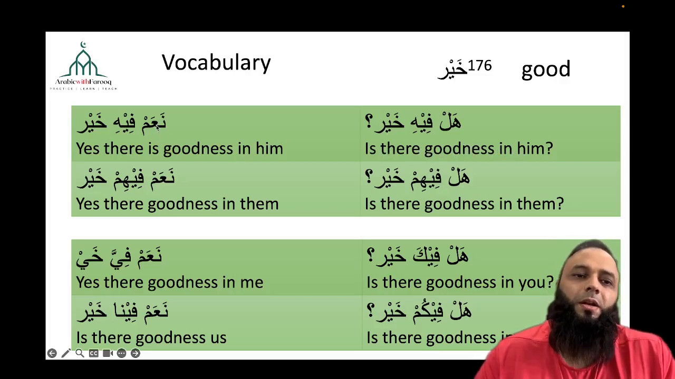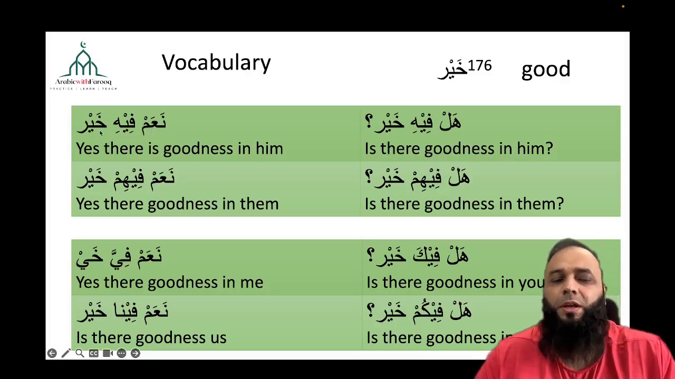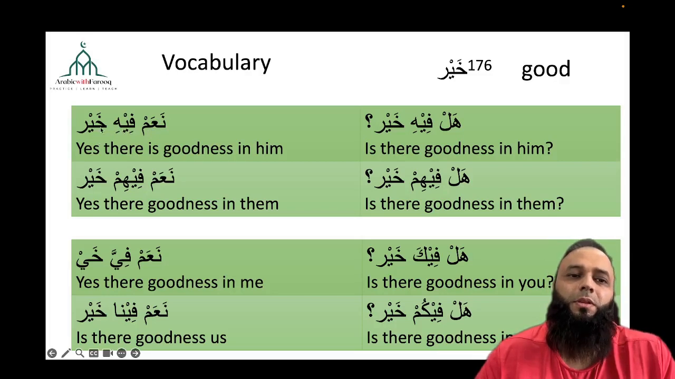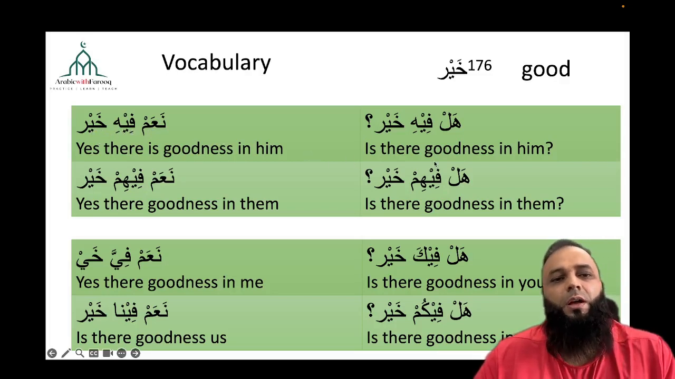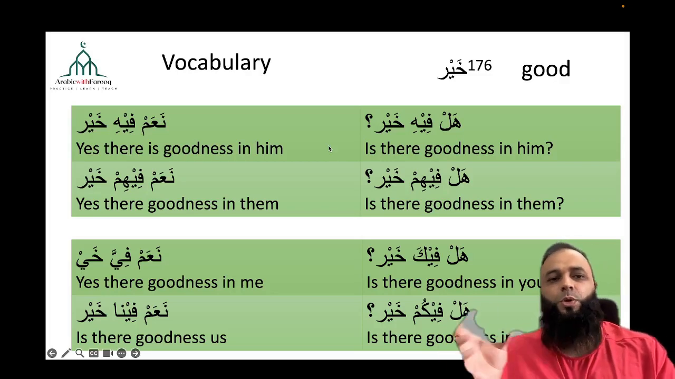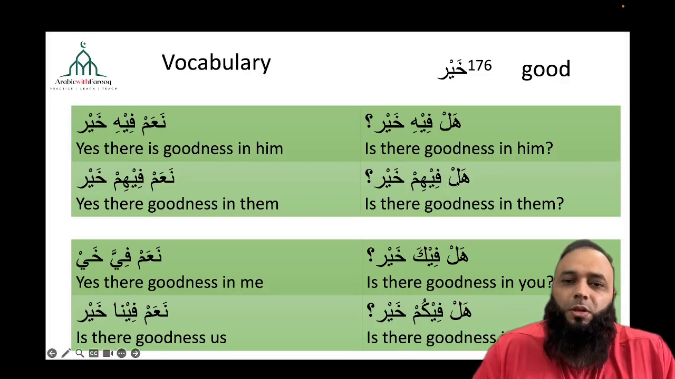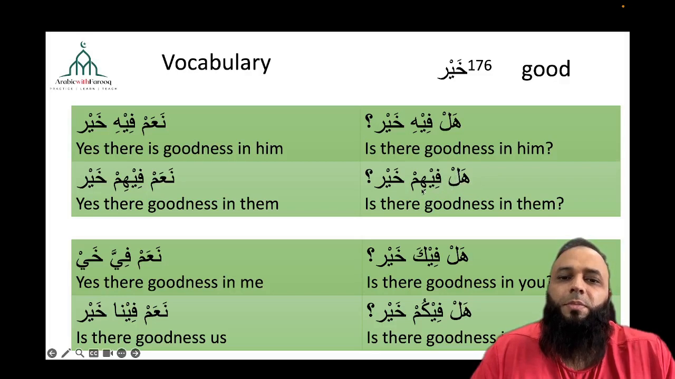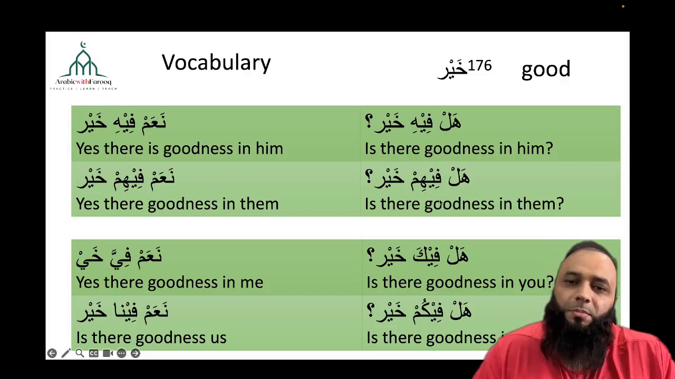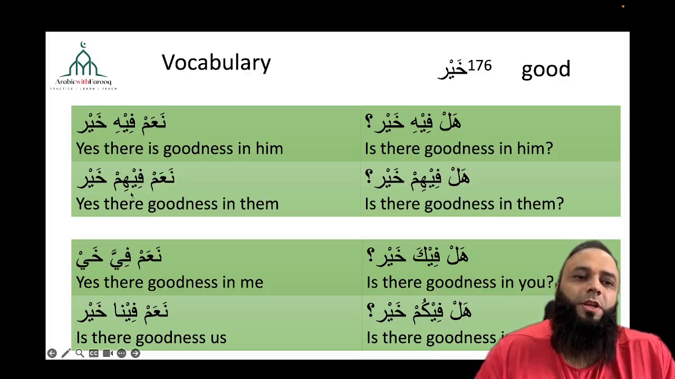And then you would reply, yes, fihi khair. In him, there is goodness in him, right? So the sentence structure won't be exactly the same as you do it in English. The words can go ahead and behind in Arabic. All right. So let's look at another one. Hal fihim khair. So is there goodness in them? So here it was him because it's fihi, and here you have fihim, which is them. The rest of the question is the same. And then you would reply, naam, fihim khair.